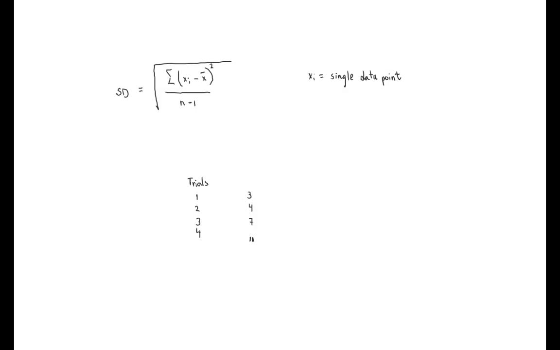So that's what xi is, and that's what xi gets plugged in for. 3, 4, 7, and 11. Okay. X bar refers to the average. So the average of these 4 data points. So 3 plus 4 plus 7 plus 11 divided by 4. Review some videos on average if you're unsure how to do that. Okay. And your n refers to your number of trials. So in this case, we had 4 trials.